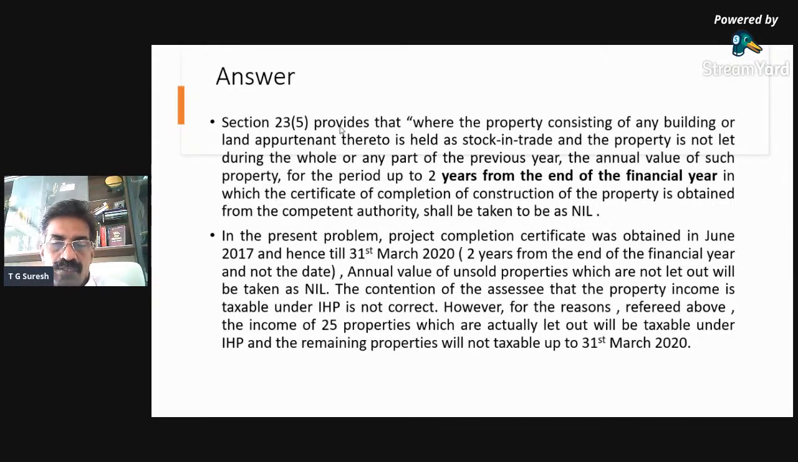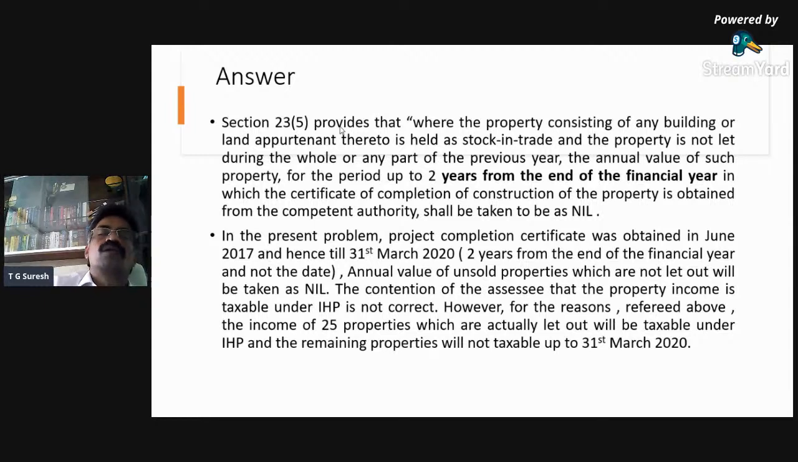The contention of the assessee that the property income is taxed under business income is not correct. Mention this particular point because the assessee says that I won't have to pay tax on the 75 properties because the property is taxable under business income. That is not the case. The property is taxable only under house property only. Only when the main business is letting out, it will be taxable under business income. Your main business here is buying and selling a property. Therefore, you will get the benefit only up to 2 years, provided you also don't let it out.